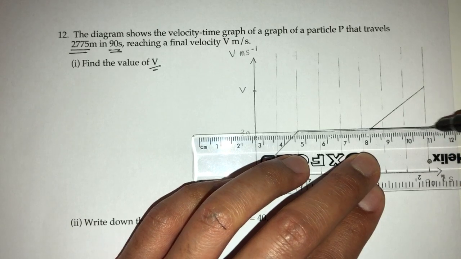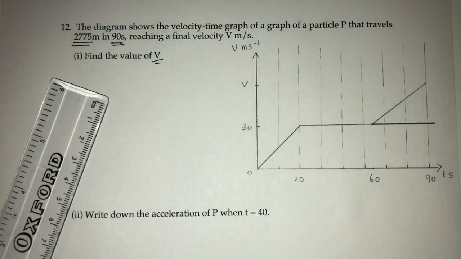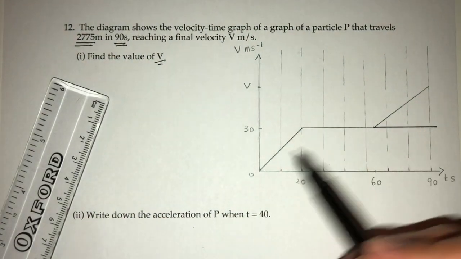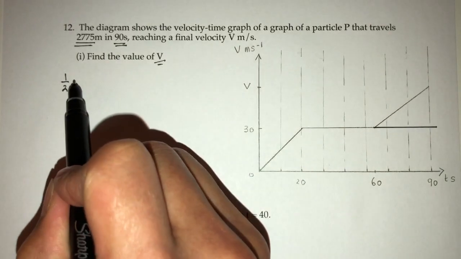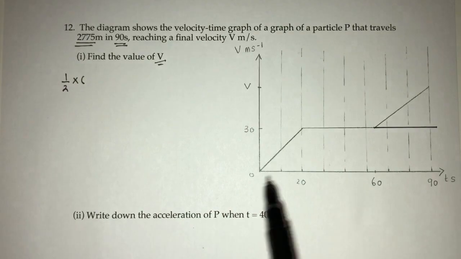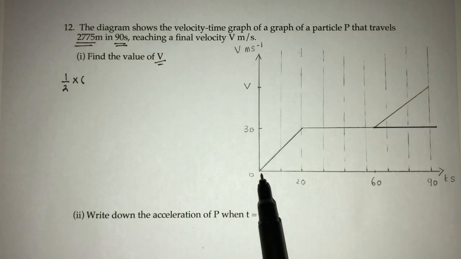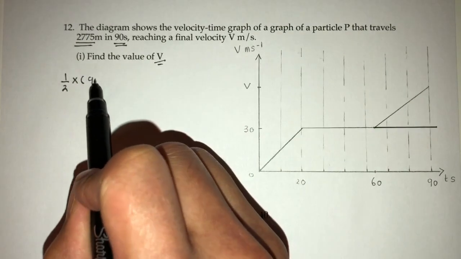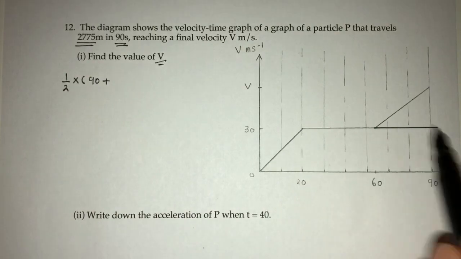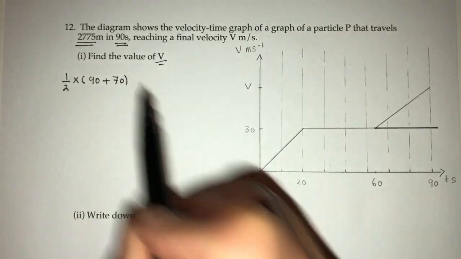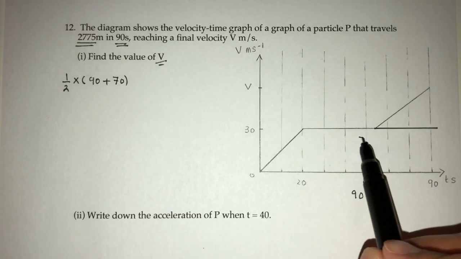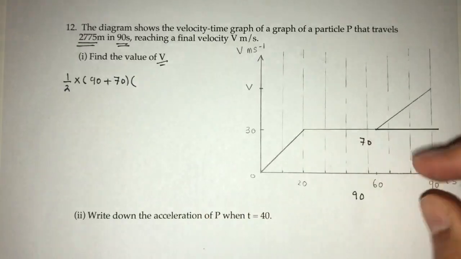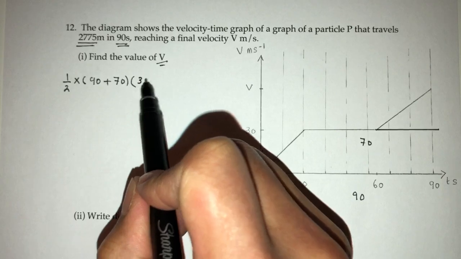So we have this, we can break it down right here. So you have area of A, which is this big trapezium. That will be half times sum of parallel sides. That will be 90 plus 70, right? Because 0 to 90 is 90, and 20 to 90 will be 70. And times the height in between, that will be 30.